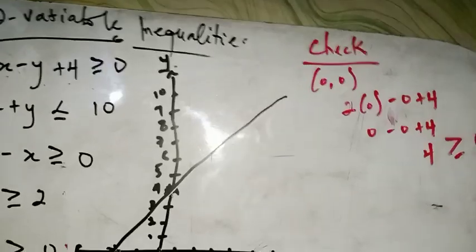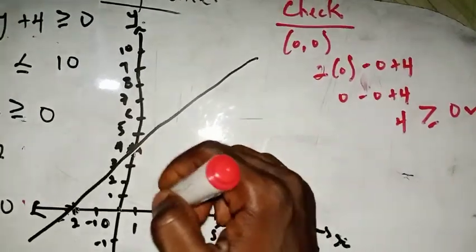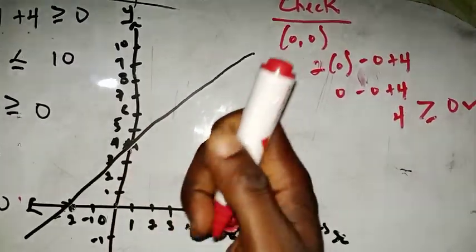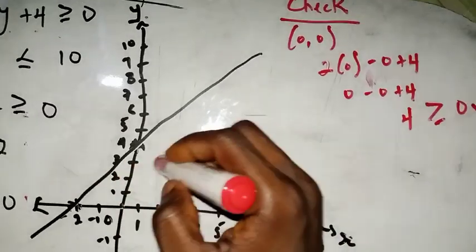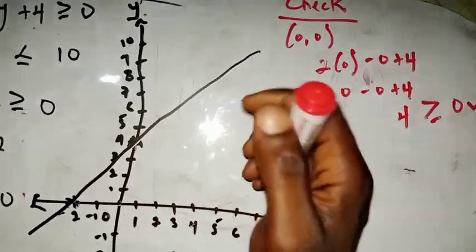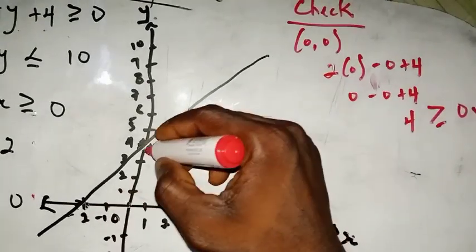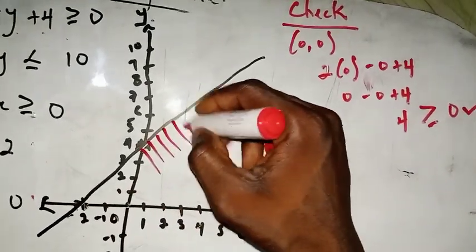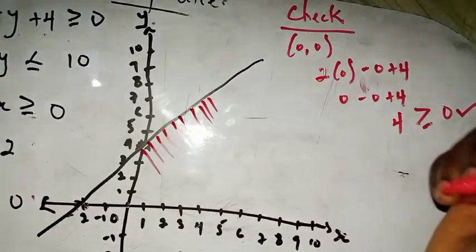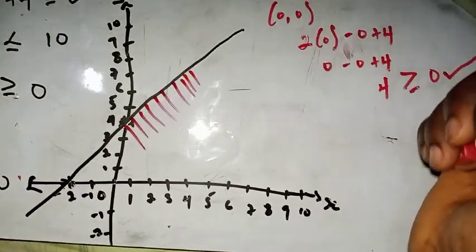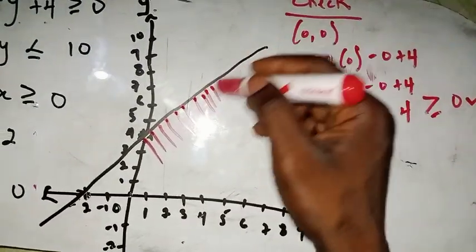So if that is the case, it means that we are going to shade the value that is below the line. So down here, that is where we are going to shade. Remember, we didn't pick the point here. So we are going this way. Is that okay? So I will advise you that you don't shade beyond.